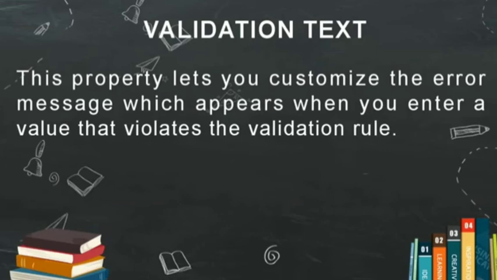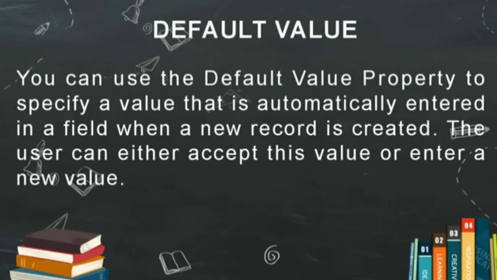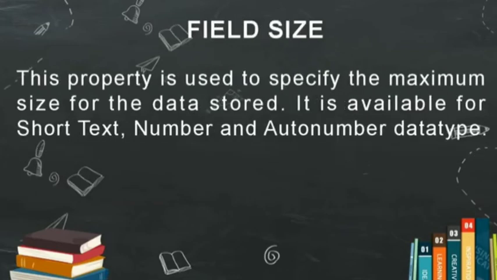Next property is default value. Now what is the purpose of this? This property helps us to set a value which will be automatically inserted into the field while entering a record. Which means when you are starting to enter the record into the field, then a value will automatically appear into it.